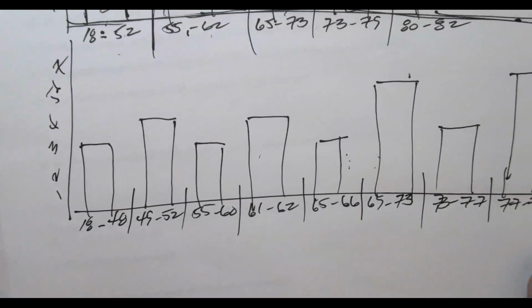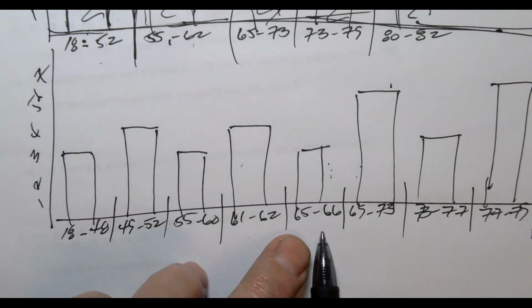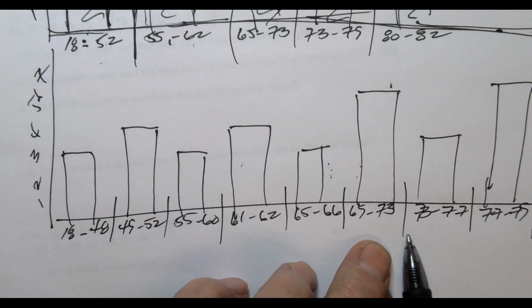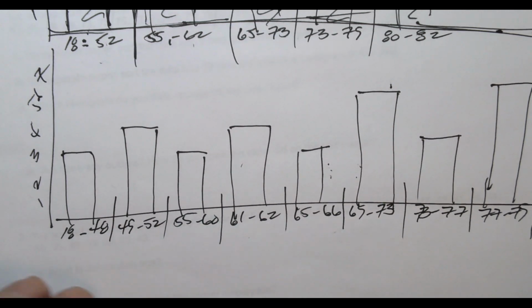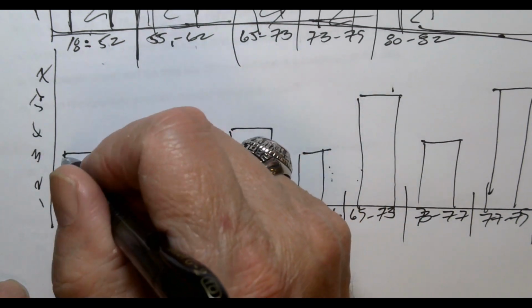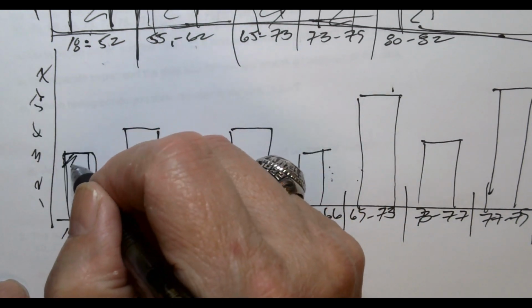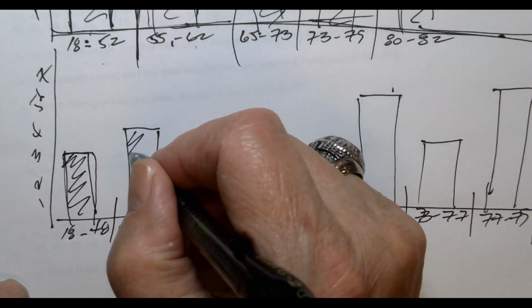right, I have 18 to 48, 49 to 52, 55 to 60, 61 to 62, 65 to 66, 69 to 73, 73 to 77, 77 to 79, 80 to 81, and 81 to 82. Well, I have 3 in this category, in this bin, so that's it. In this 49 to 52, I actually had 4.